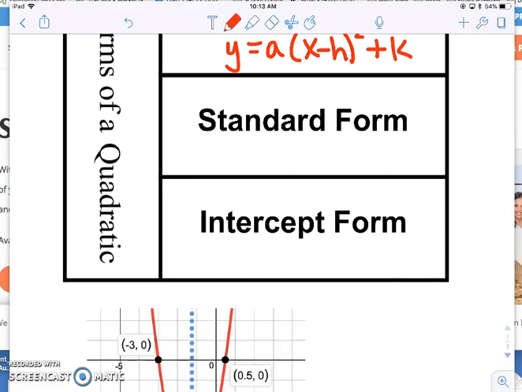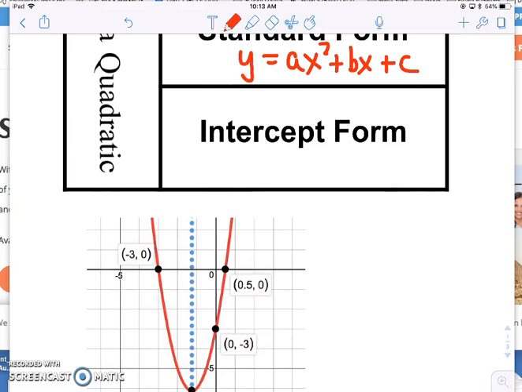Standard form, the form you worked with a lot last year, is when it's ax squared plus bx, not px, bx, plus c. And then we have intercept form. Intercept form is y equals a(x minus p)(x minus q).